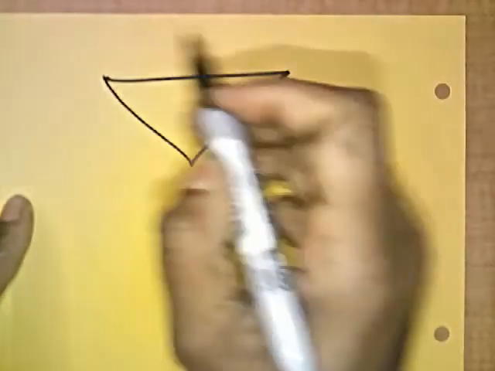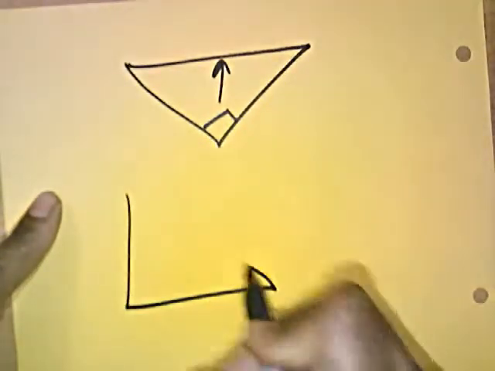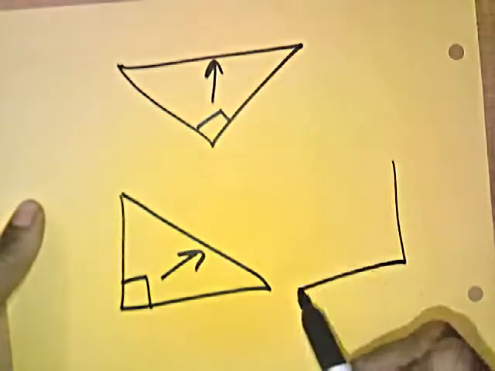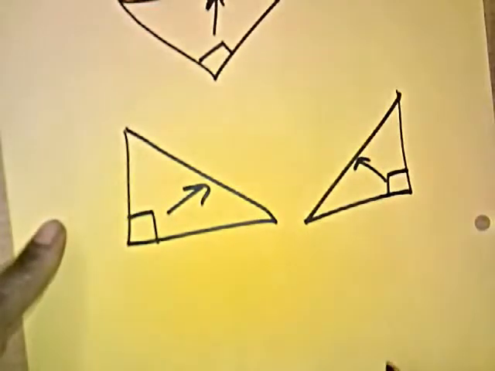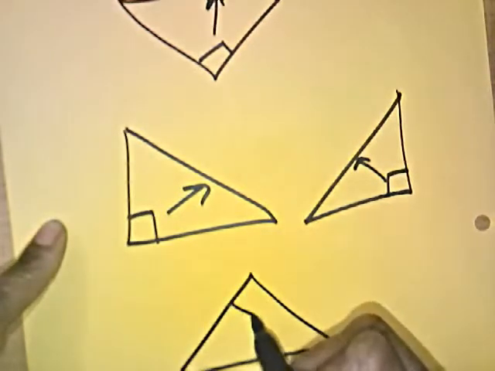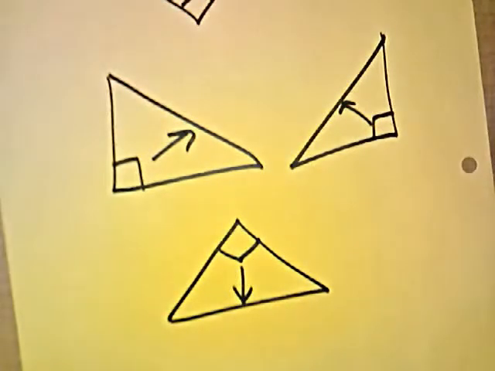So, if I have a triangle here, there's my hypotenuse. If my triangle is here, there is my hypotenuse. If my triangle is here, there is my hypotenuse. And I guess if my triangle were here, there's my hypotenuse. So that's the first thing that you need to be able to do.